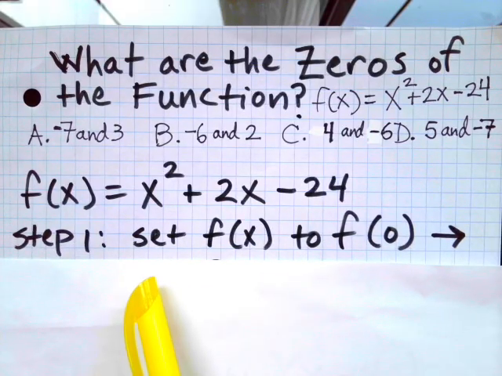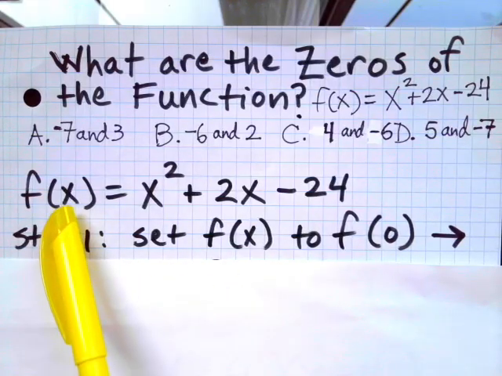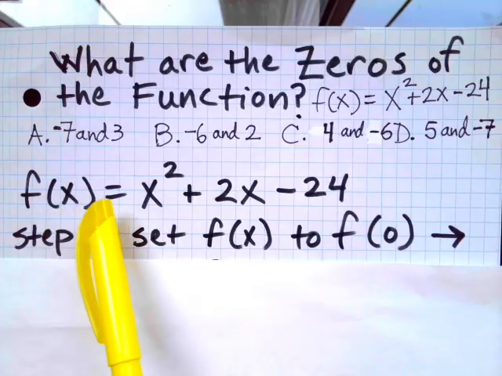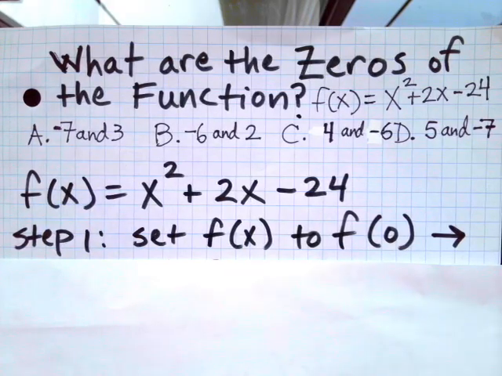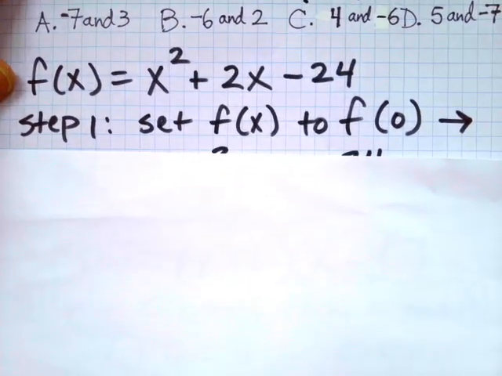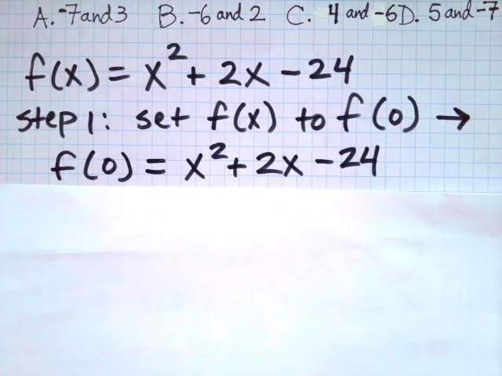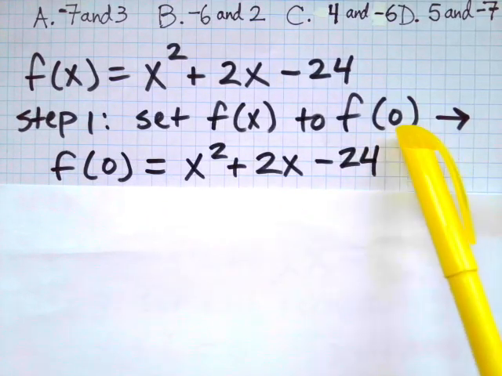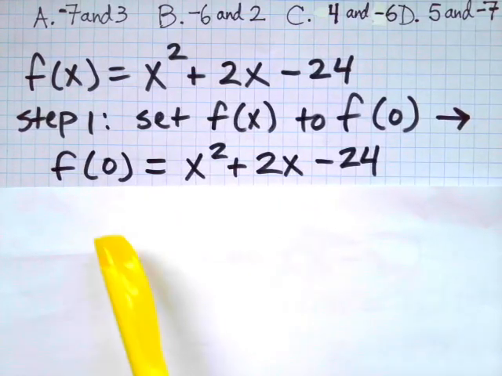So the first thing you want to do, of course, is set f of x equal to f of 0. That's the goal. We want to set this side of the equal sign equal to 0. That'll come into play a little bit later after we do a little bit of factoring. So let's take a look. That's what that looks like. We're going to substitute 0 for f of x, and again, this will come into play after we do a little bit of factoring.